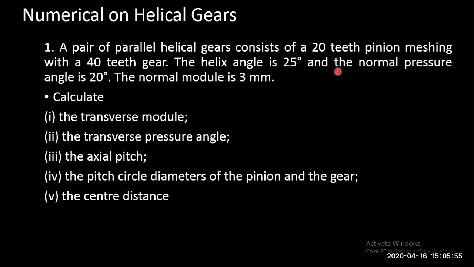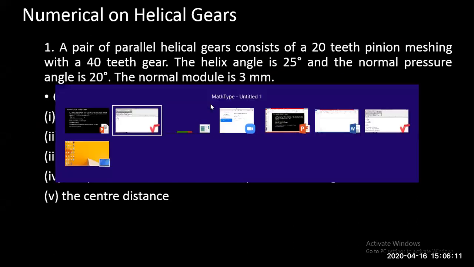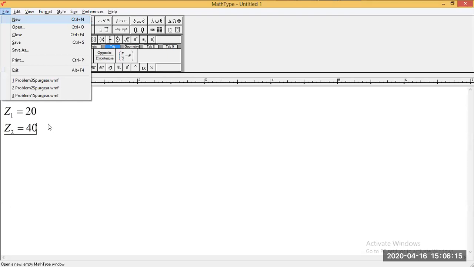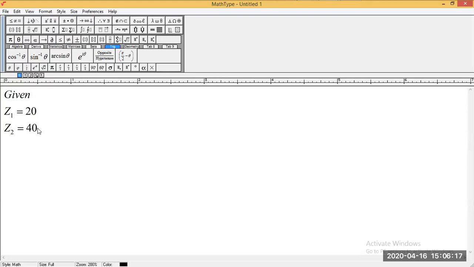And what else is given? Helix angle 25 degrees. For helix angle, we'll just use the notation beta.